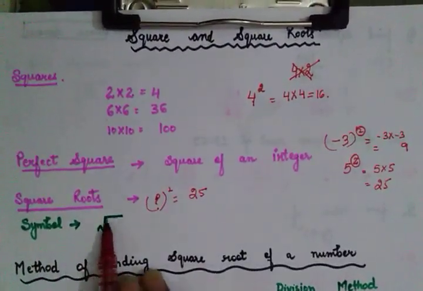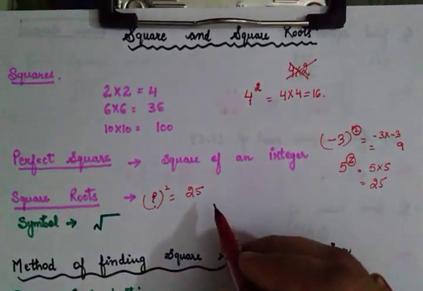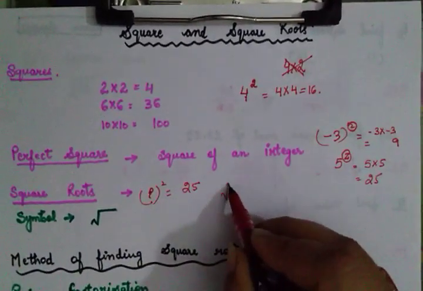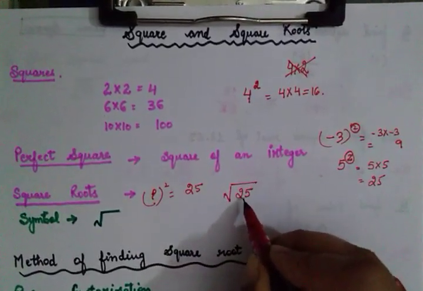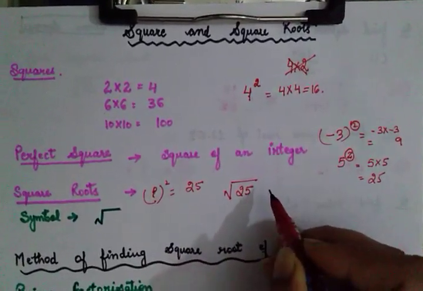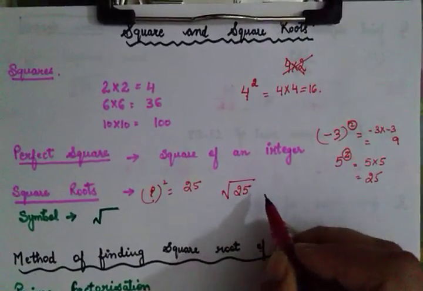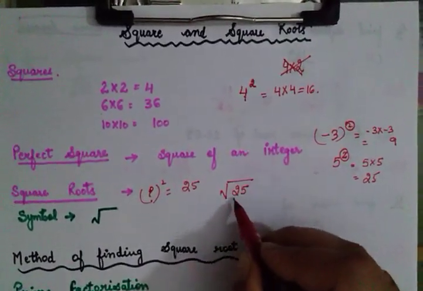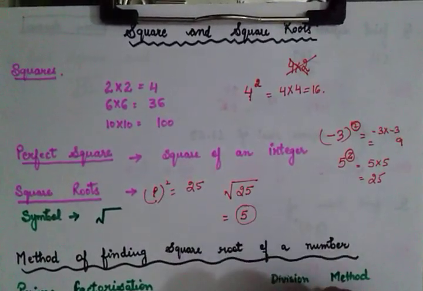The symbol is this sign. So suppose I give the question: what is the under root of 25? It will be written like this: square root of 25, or you can also call it under root of 25. And what is the meaning of this statement? That 25 is the square of which number? So the answer is 5.